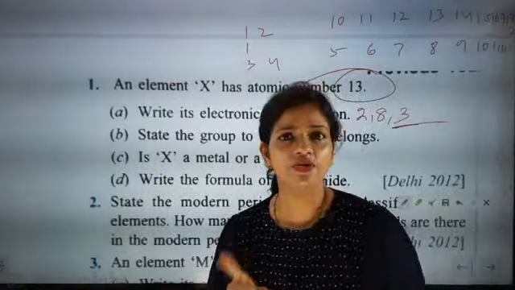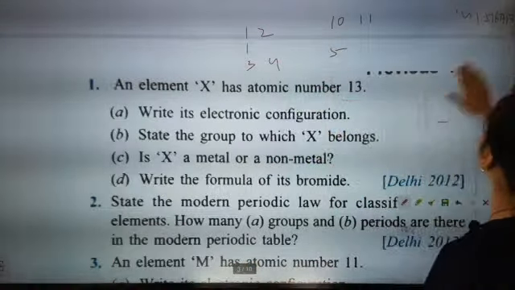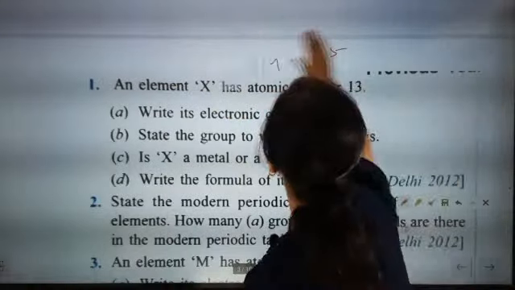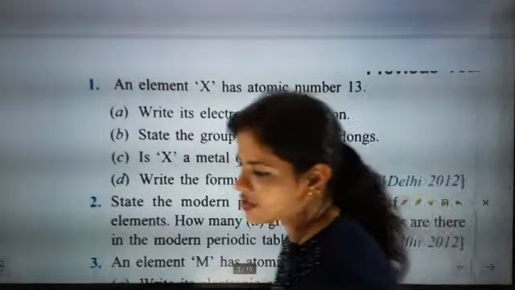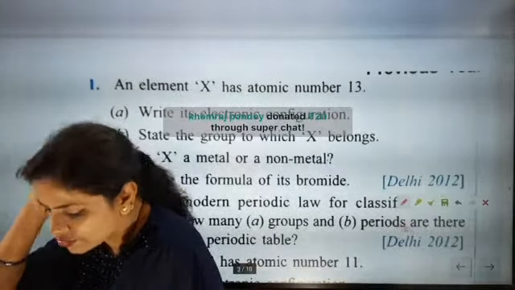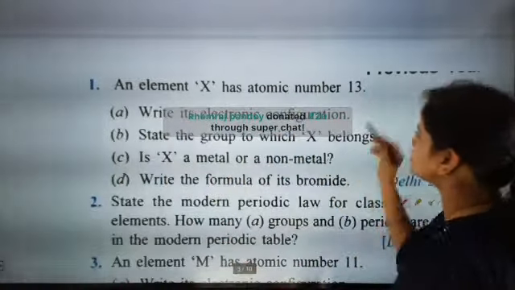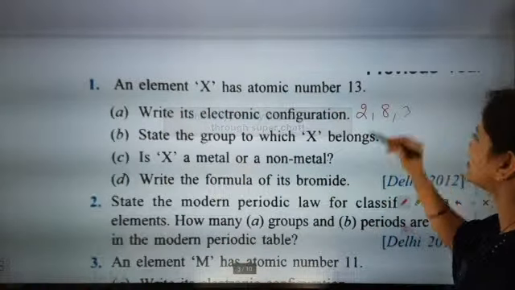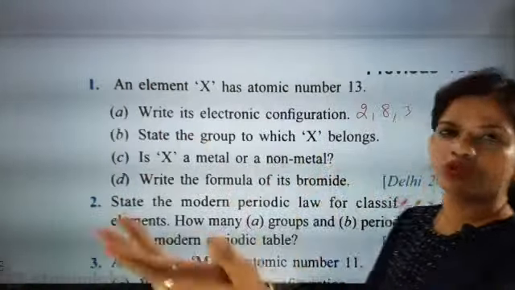I want my children to remember like this. So tell me quickly. Rashmi, please give the answer. Please answer fast. So write its electronic configuration. What will be the electronic configuration? Thank you, Kamraj. Back to back the answer is coming correct. First is electronic configuration, which will come as 2, 8, 3. Now next is the group. Which group? The 13th group.